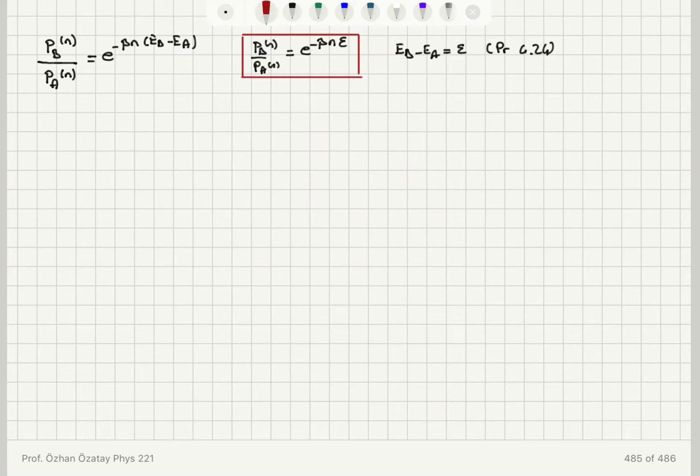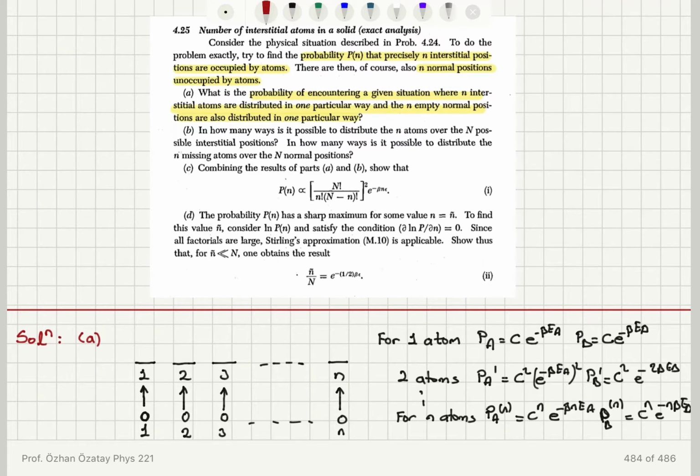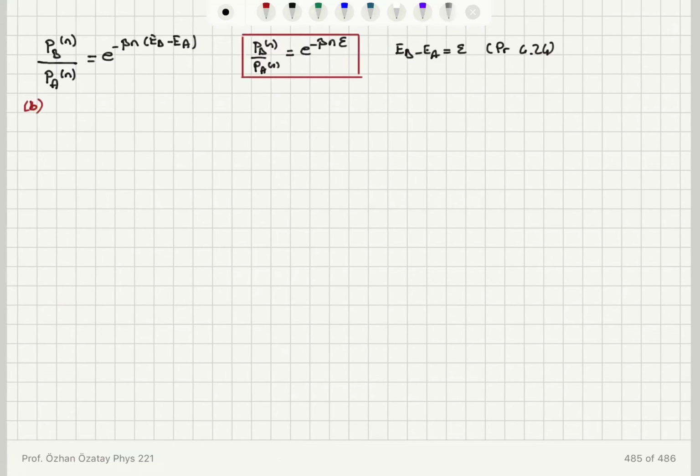So we're continuing the same problem, doing exact analysis. Okay, so look at part B. In how many ways is it possible to distribute n atoms over capital N possible interstitial positions? In how many ways is it possible to distribute n missing atoms over capital N normal positions?